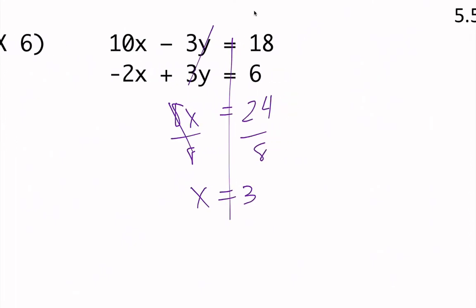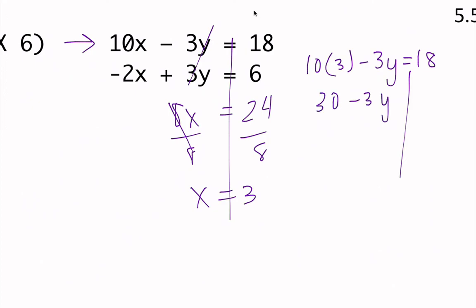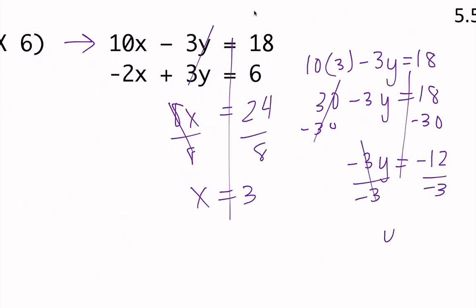So I'm going to go back to my first equation and take out the x and replace it with 3. So I'm going to have 10, replace x with 3, minus 3y equals 18. And let's solve. 10 times 3 is 30. My minus 3y drops down. Take away 30 from each side. Negative 3y drops equals negative 12. Divide both sides by a negative 3. Get y is equal to 4. So my final answer is 3, 4.